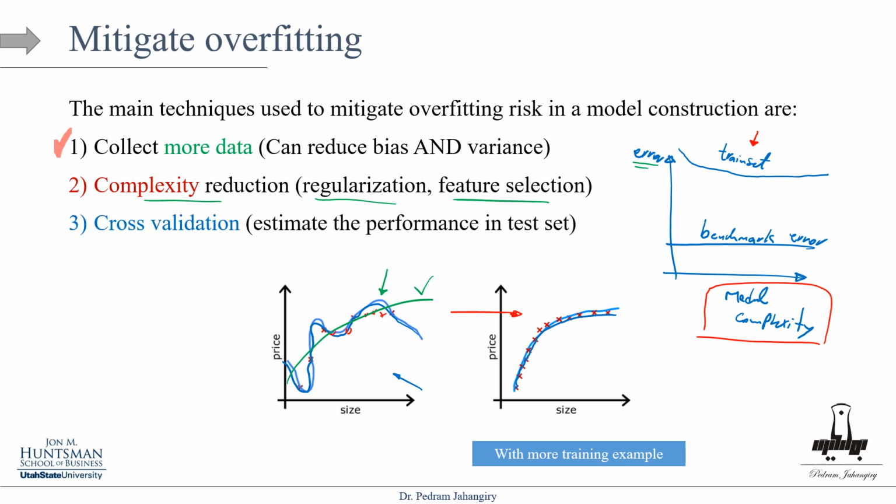And then finally, we can always use cross-validation and look at the performance in the cross-validation to come up with a better trade-off between bias and variance.